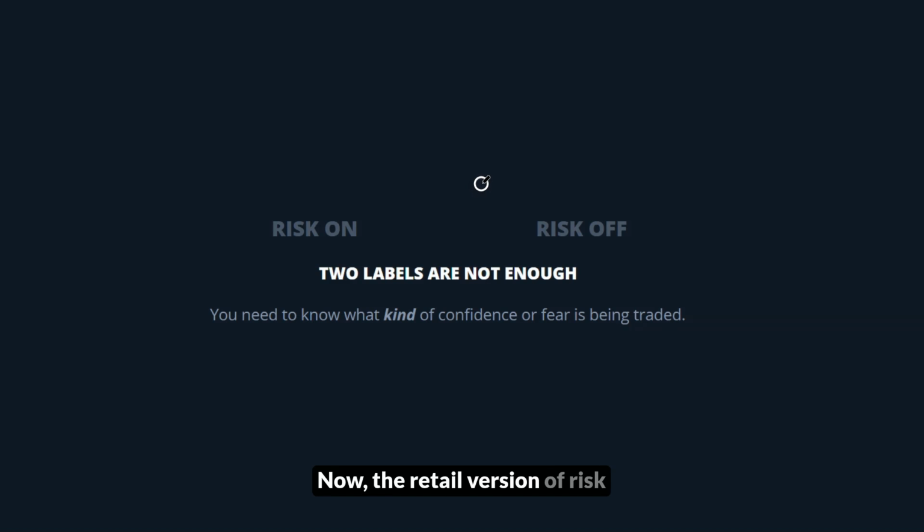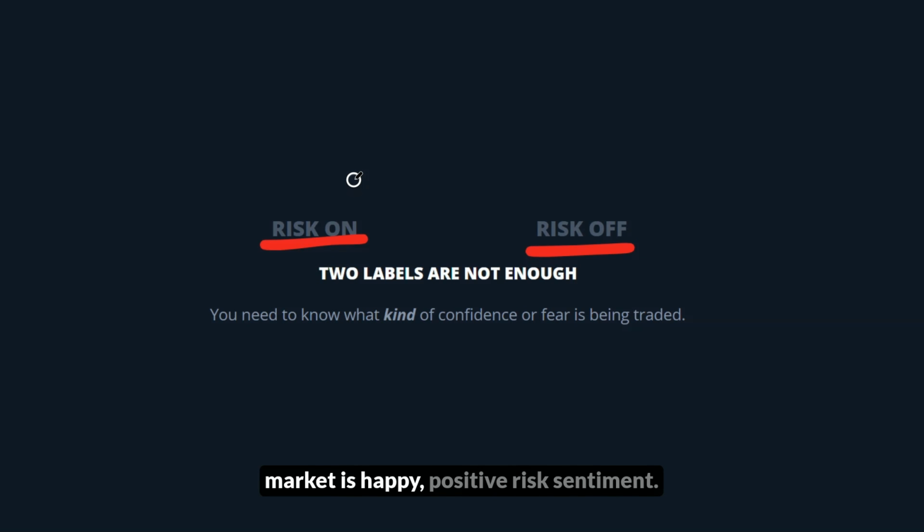Now, the retail version of risk sentiment is often just two labels, risk on and risk off. In risk on, everybody is happy, the market is happy, it's positive risk sentiment, and in risk off, everyone's scared. Okay, that's useful, yes, but it's nowhere near enough, because you need to understand what the market is scared of, because different fears produce different types of currency reactions.